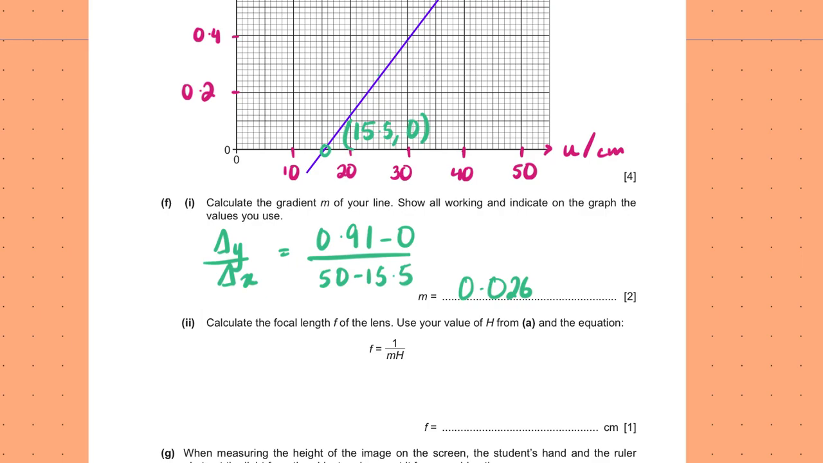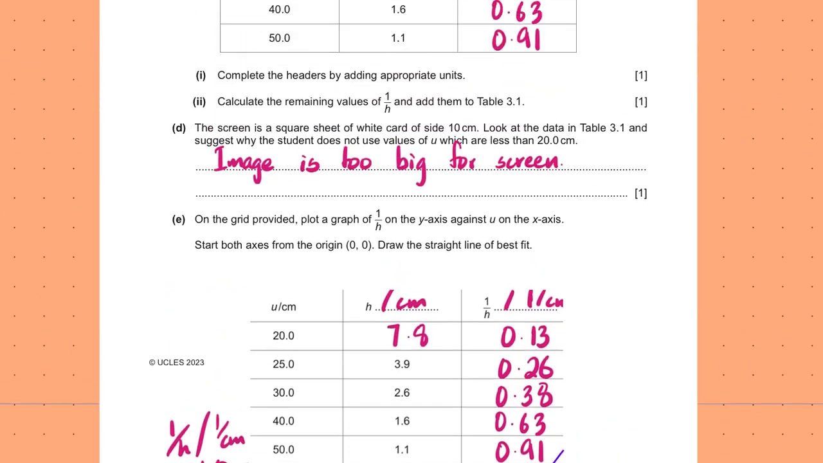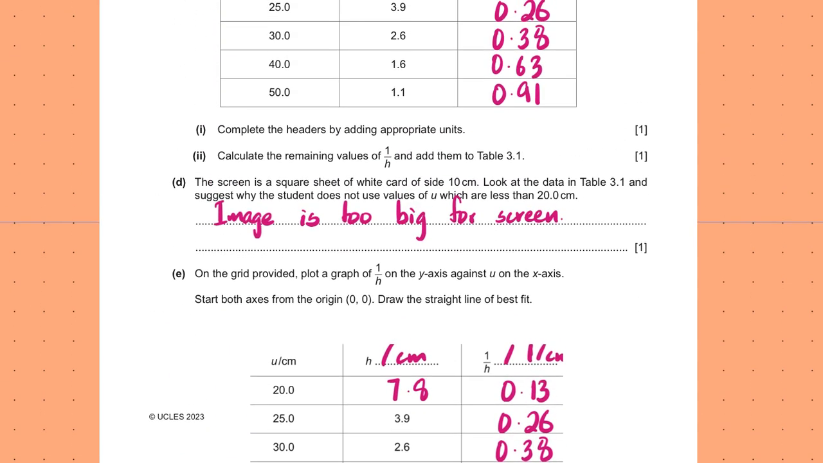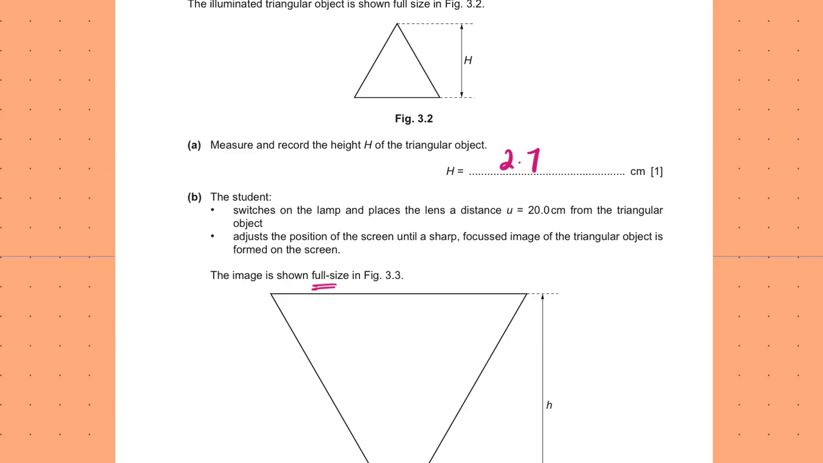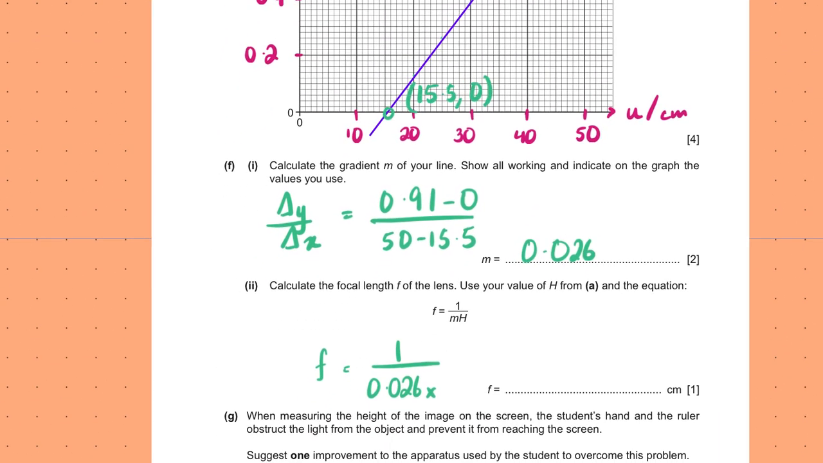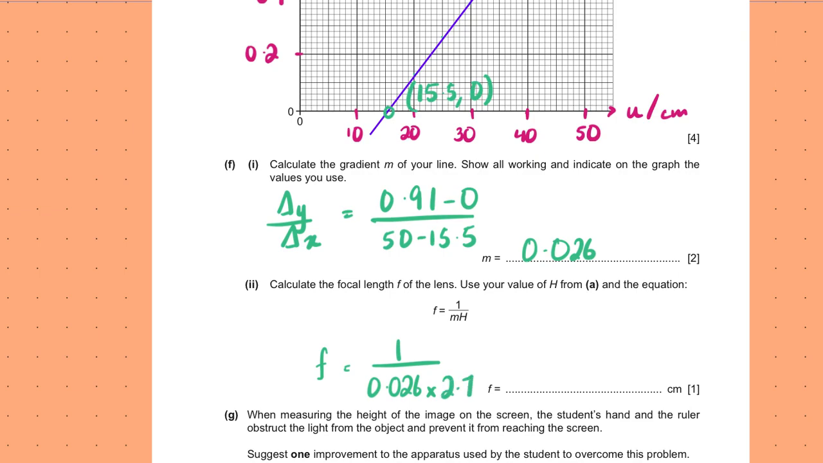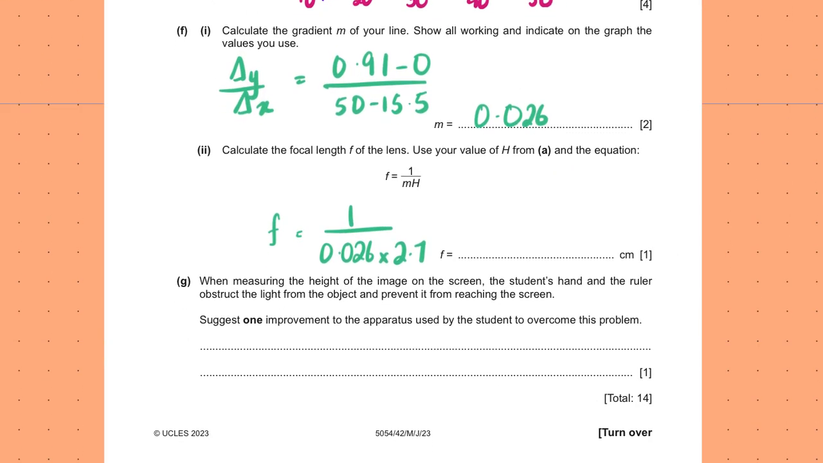Calculate the focal length, use this value of h and the gradient. So f equals 1 over 0.026 and capital H, which was what? 2.7 times 2.7. So this thing times 2.7, 0.026 times 2.7 to the negative 1, 14.24, so 14 cm, right?